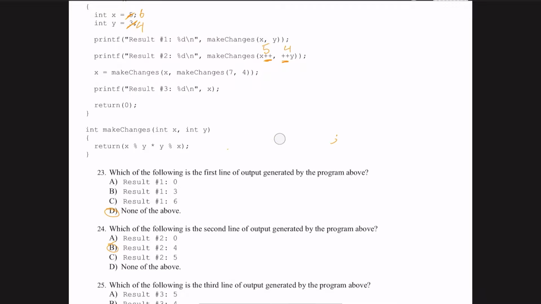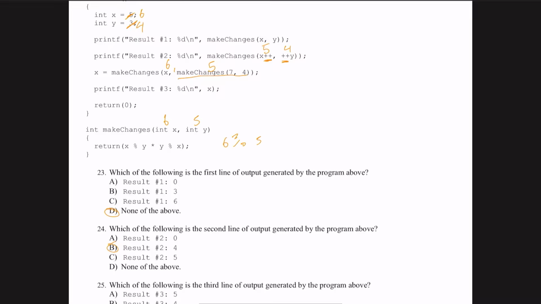Finally, for question 25, we have this nested call. So we're going to start with the inside call and then work our way outward. So make changes 7, 4. 7 mod 4 is 3, times 4 is 12. 12 mod 7 is going to be 5. So we have x is 6, and this function result is 5. So now we're going to call make changes one more time with our inputs as 6 and 5.